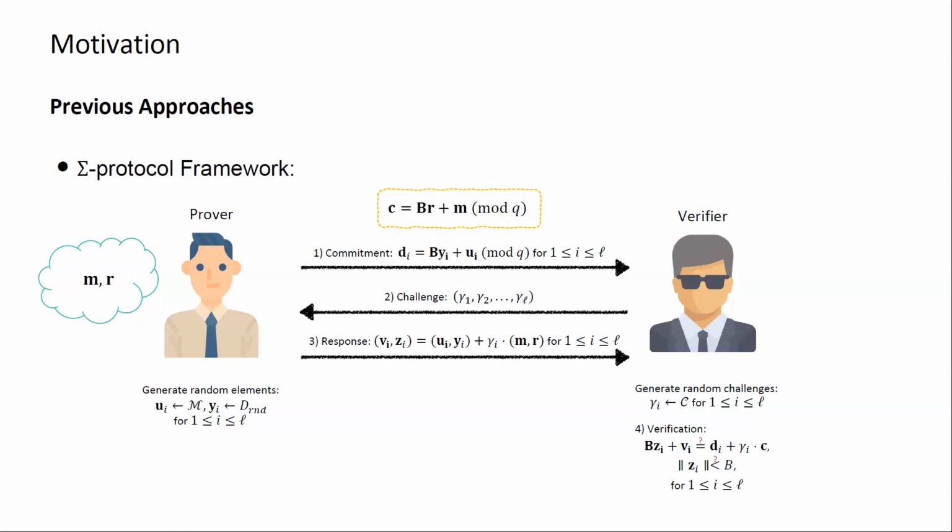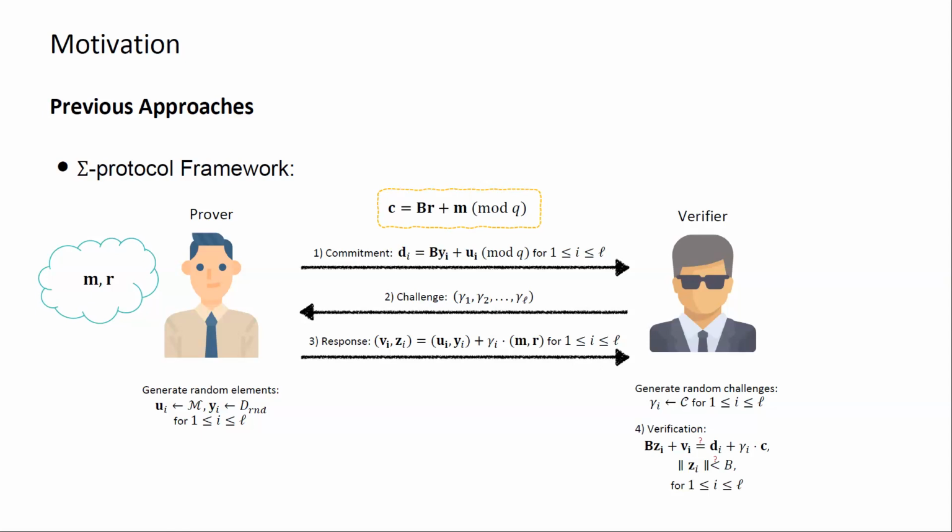So the first procedure is to send a commitment of random values, which is denoted by BI, and then receive the challenges gamma I from the verifier. After that, the prover gives a response back to the verifier, VI comma ZI, which is actually the linear combination of the values that the prover already has with the challenge given from the verifier.